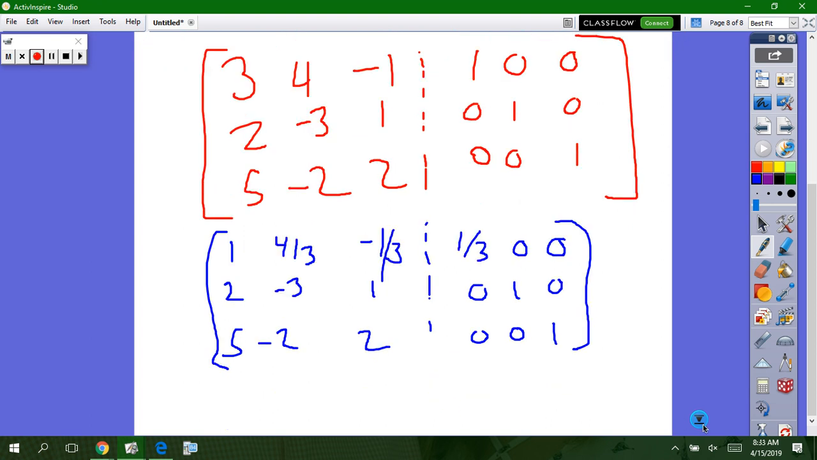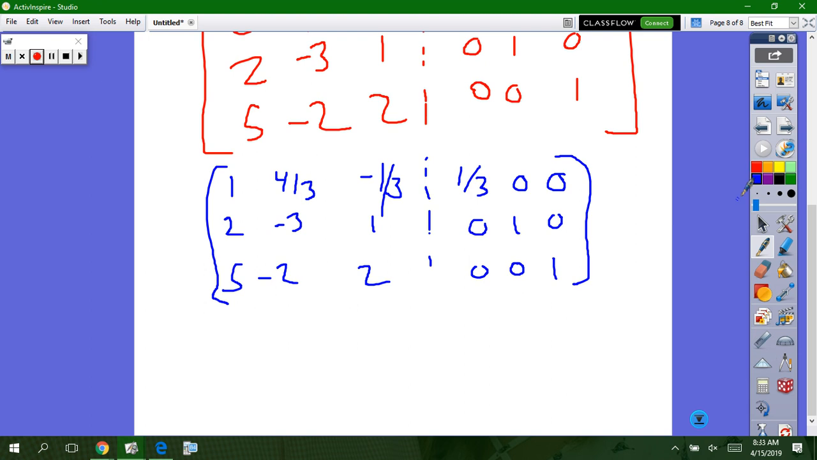Next step, what are we going to do? We want a 0 where that 2 is and a 0 where that 5 is. Can I do multiple steps in one? Is that okay with you guys? So I'm going to times row 1 by negative 2. Row 1 by negative 2. So that would be negative 2, negative 8/3, 2/3, negative 2/3, 0, 0. I'm going to multiply row 1 by negative 5.